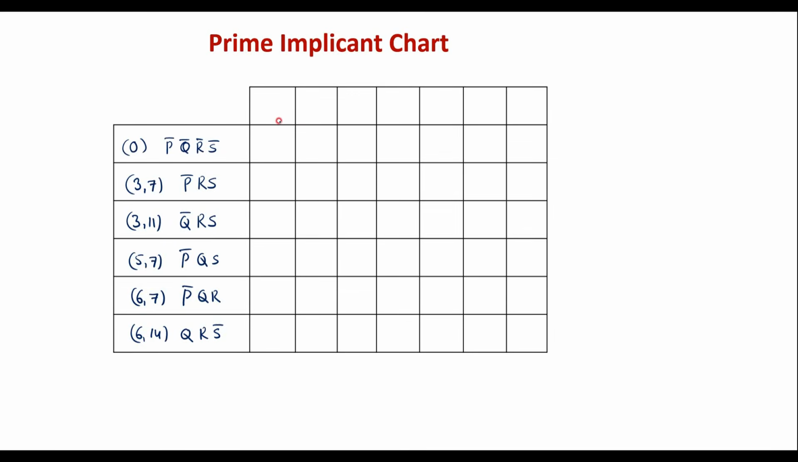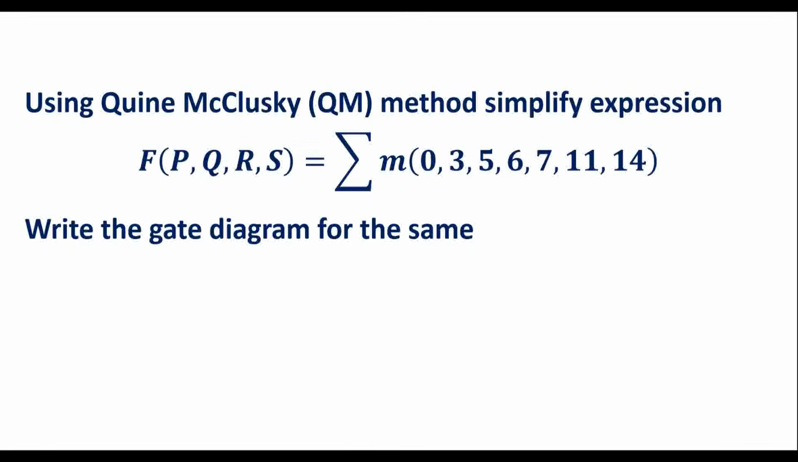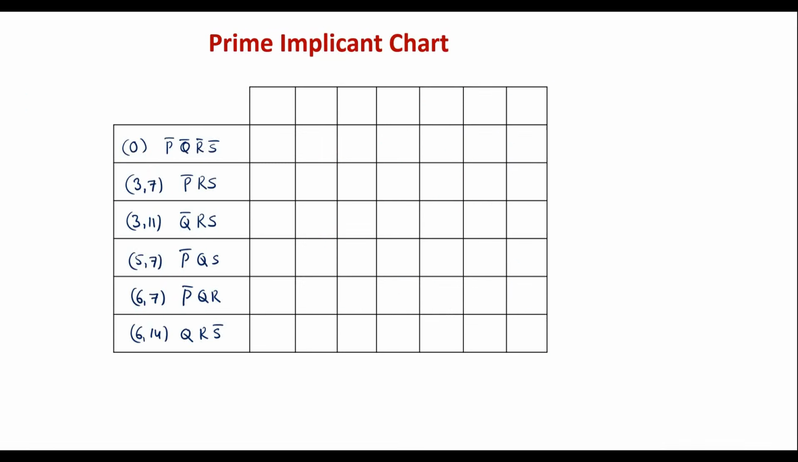In column wise we have to represent all the minterms given in the problem. The minterms given are 0, 3, 5, 6, 7, 11 and 14. Now let me consider 0, that is P bar, Q bar, R bar, S bar. We put a cross mark here. Then 3 and 7 covers the minterms 3 and 7, so we put cross marks there.